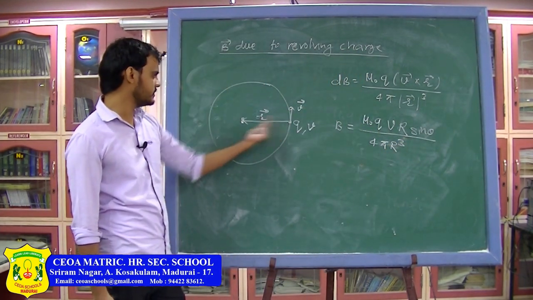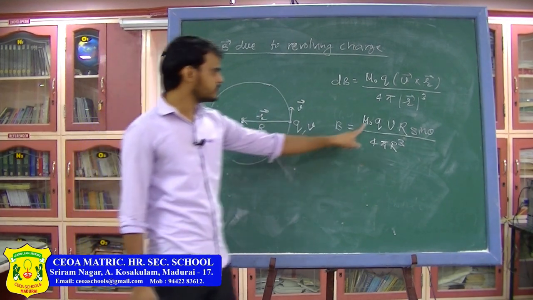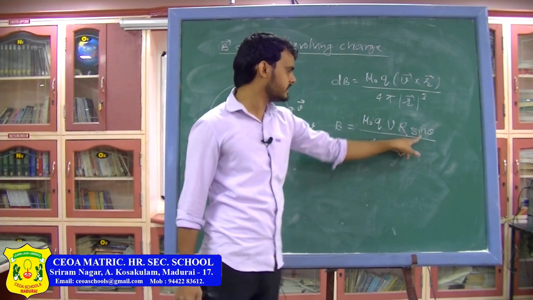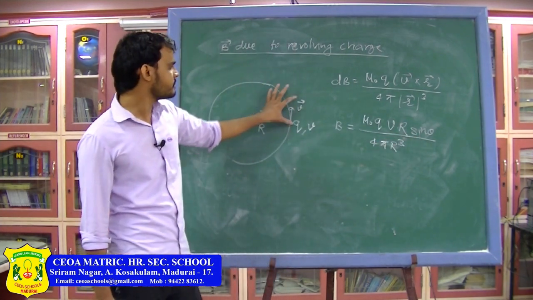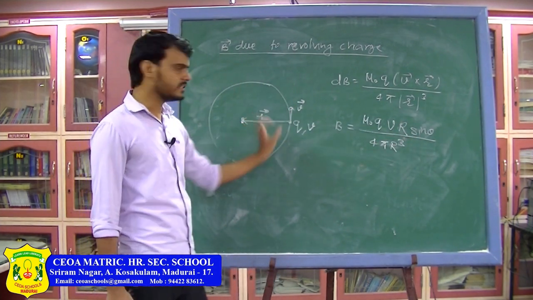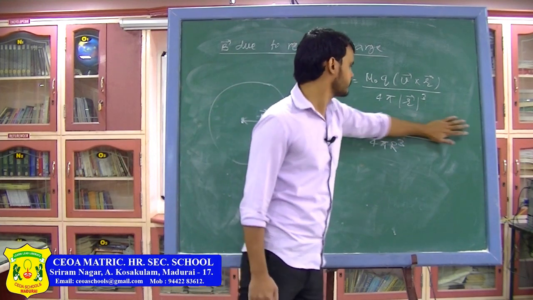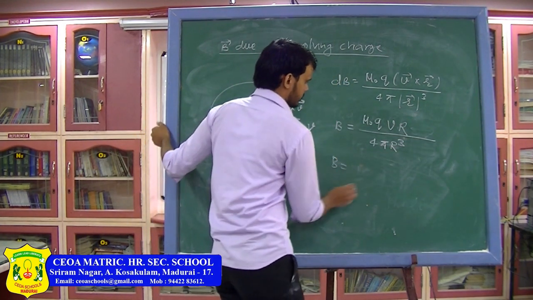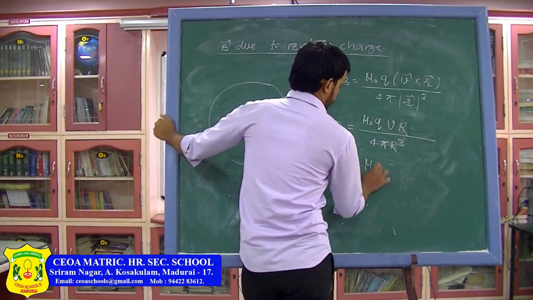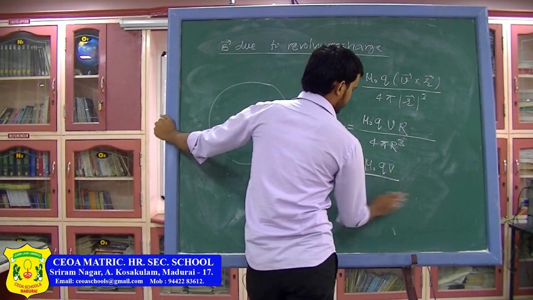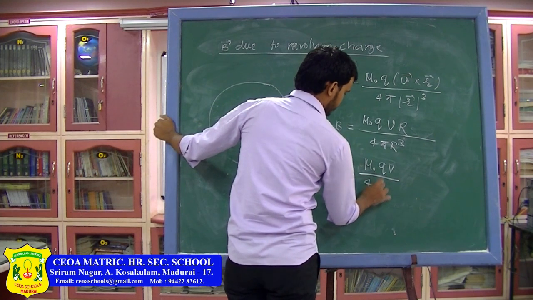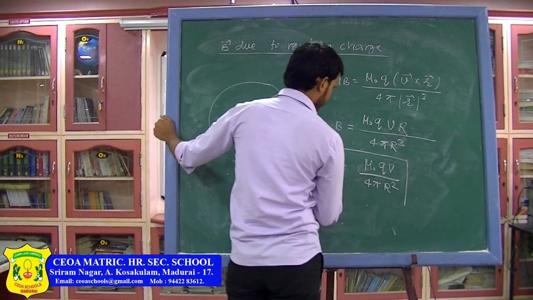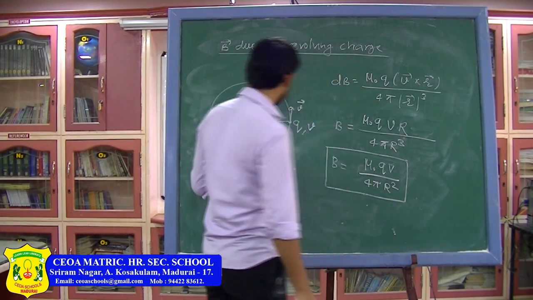So this position vector will be R. So mu naught q into v R sin theta. Here you can say the angle between velocity and this position vector is 90 degrees, so sin theta will be 1. So from here you can write the magnetic field will be mu naught q v divided by 4 pi R square. So this is the magnetic field due to a revolving charge at the center of the circle.